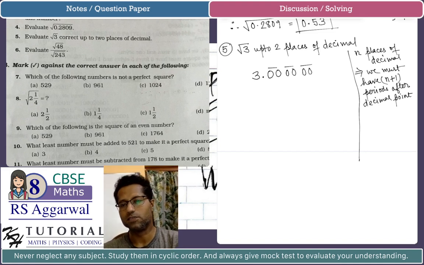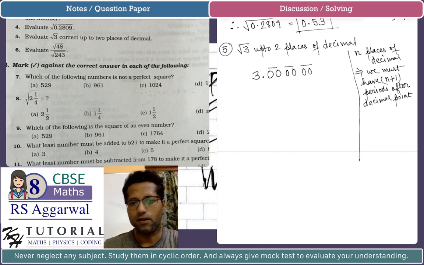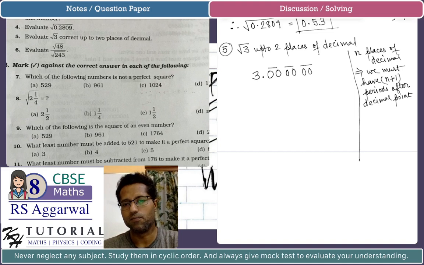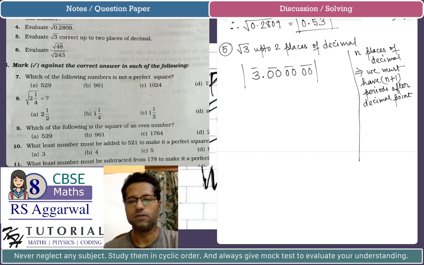So now we have 3 periods after the decimal point, and all the periods are zeros, and we are left with the digit 3 before the decimal point, and that will be a single period. Now we have marked the periods, we will proceed with the long division method. The leftmost period is 3. Obviously, the divisor will be 1, 1, 1, and we have remainder 2. Now we bring down the next period, which is 00, and append it with the remainder 2, so that the new dividend becomes 200.